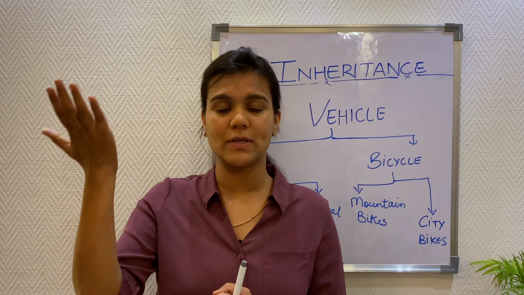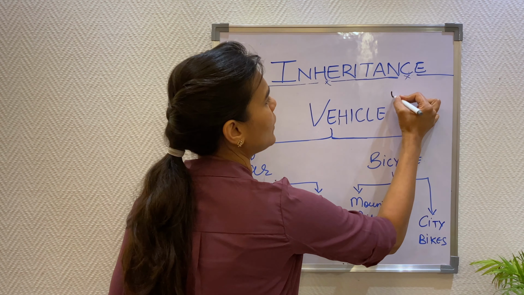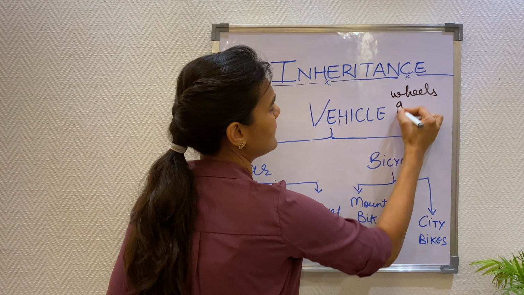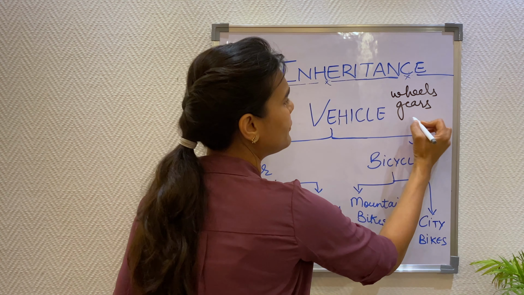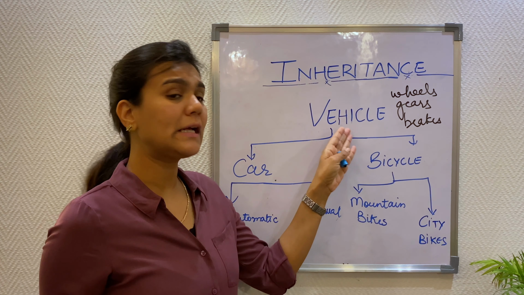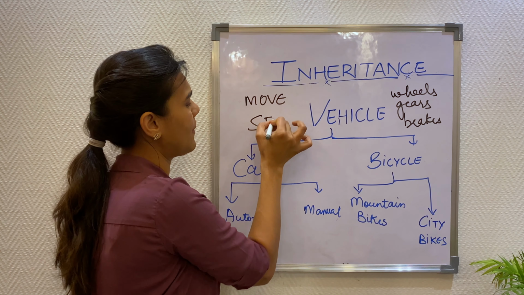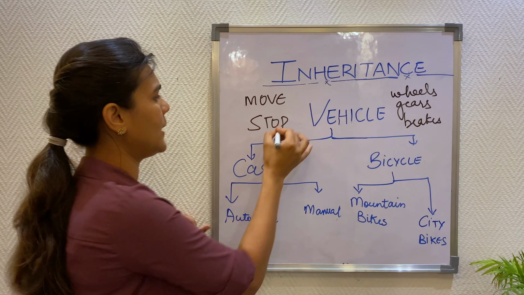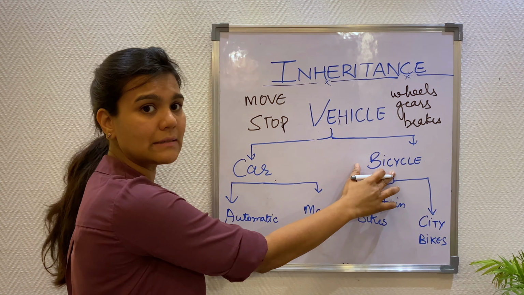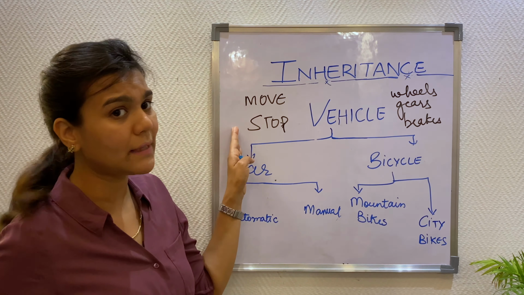Going back to my original vehicles example, when I start designing my vehicle class, I will think of some of the properties that every vehicle possesses, like wheels, gears, brakes, and some methods that each and every vehicle will perform are move and stop. Now, when I have to create a car or a bicycle class, I will still think of all of these properties and all of these methods.